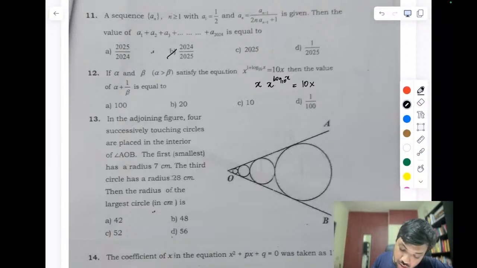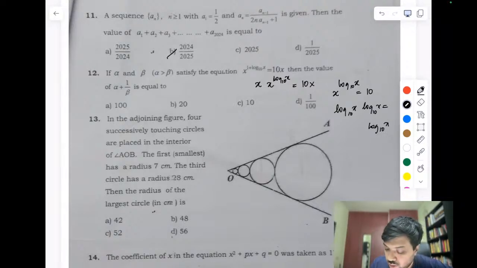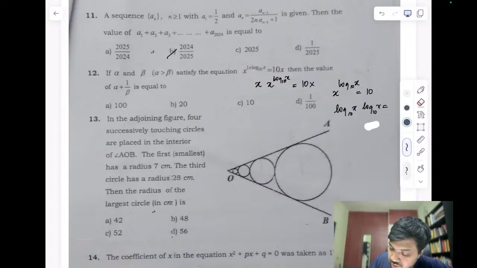Now, how do you deal with x to the power log x base 10 being equal to 10? Yes, 0 is not allowed because log 0 is not defined. So now you have to solve this. What do you do? You take log again. Log x base 10 into log x base 10 is equal to log 10 base 10. Take log on both sides, base 10. Log 10 base 10 is 1.